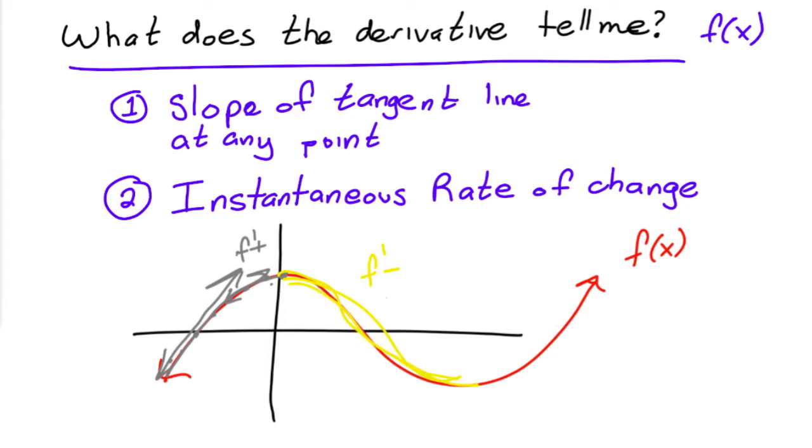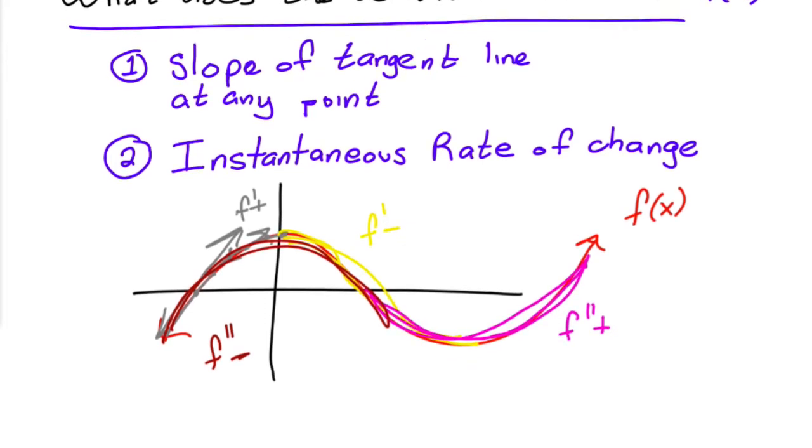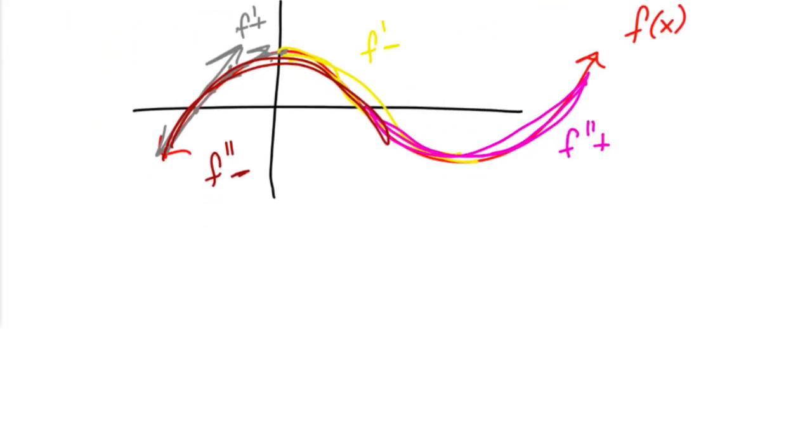Then we also talked about the second derivative: if your function is concave up, then the second derivative is positive, and if your function is concave down, that means the second derivative is negative. But now these are abstract concepts. How does this relate to different situations? So let's try to interpret all of this in some real life situations.